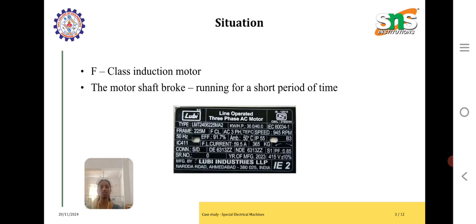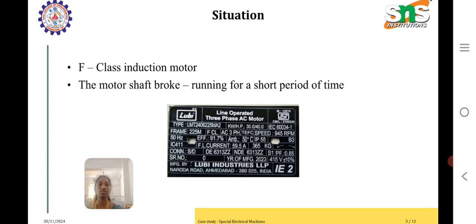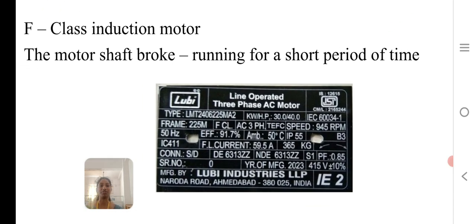First, the situation that happened: the motor shaft broke after running for a short period of time. The client contacted the company and said that it was a new motor, but the shaft broke after running for a short period of time. The motor they bought is an F-class induction motor. I will explain what F-class is. This is the nameplate of that particular machine.